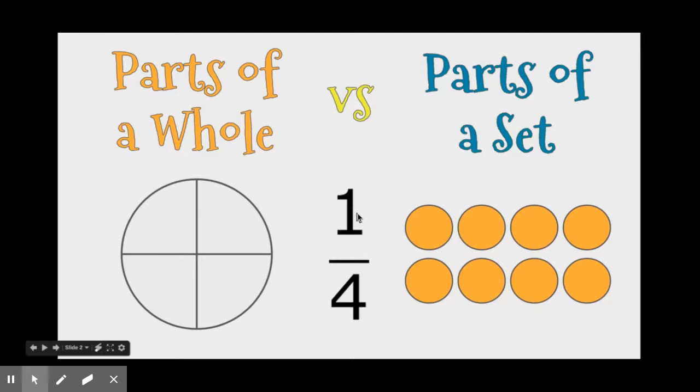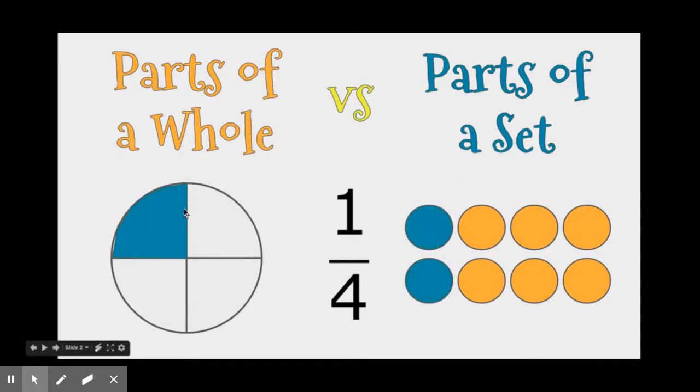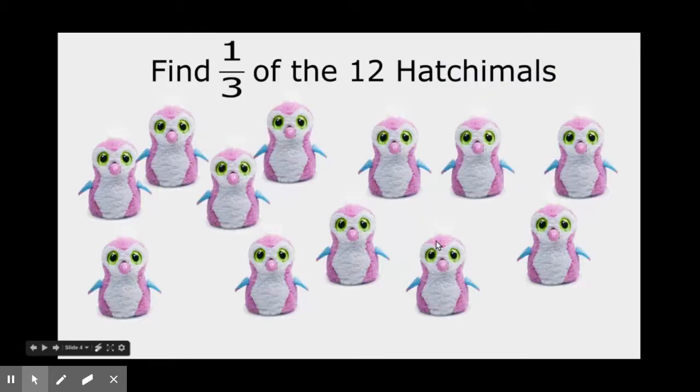This is a unit fraction because it has a numerator of 1 and a denominator of 4. If I had a circle here and I wanted to find 1/4 of it, I would divide it into 4 equal sections. Today we're going to take a set of circles and find 1/4 of that set. 1/4 of that circle would be this blue region, but 1/4 of these 8 circles would be 2. We'll talk about this problem in a little bit.